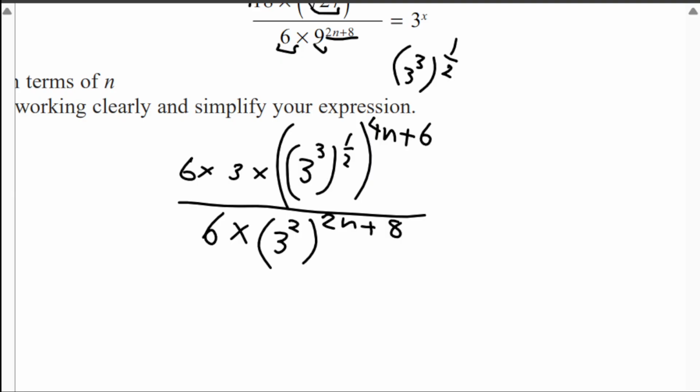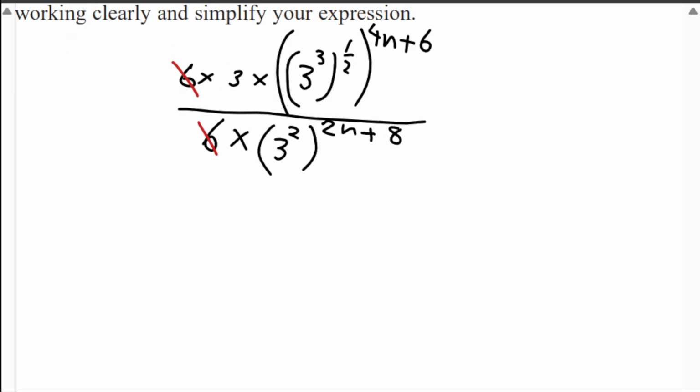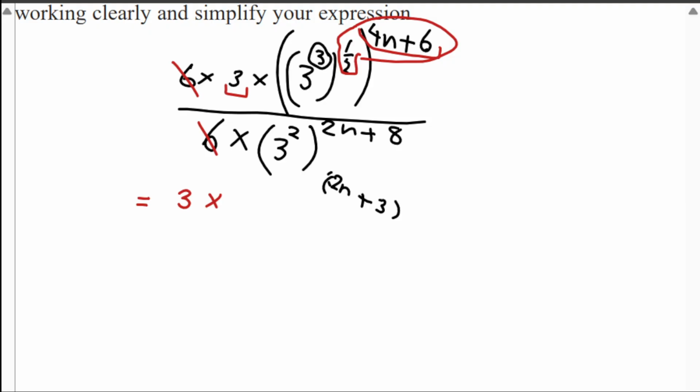Is everything all right here? Okay. Now let's play. The 6 cancels the 6. And then we'll have 3 times. Now here, we multiply this times a half first because the law of indices says multiply the power. So a half times 4n is 2n. A half times 6 is 3. And then again, we multiply this by 3. So 3 times 2n is 6n. 3 times 3 is 9. So that's good. That's very good.